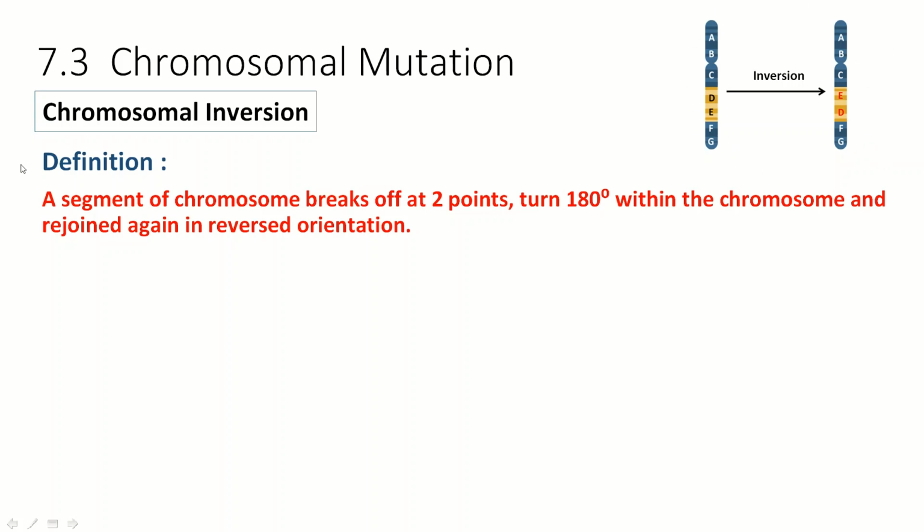So this is the definition of chromosomal inversion. A segment of chromosome breaks off at 2 points, turns 180 degrees within the chromosome, and rejoins again in a reverse orientation. So that is chromosomal inversion.